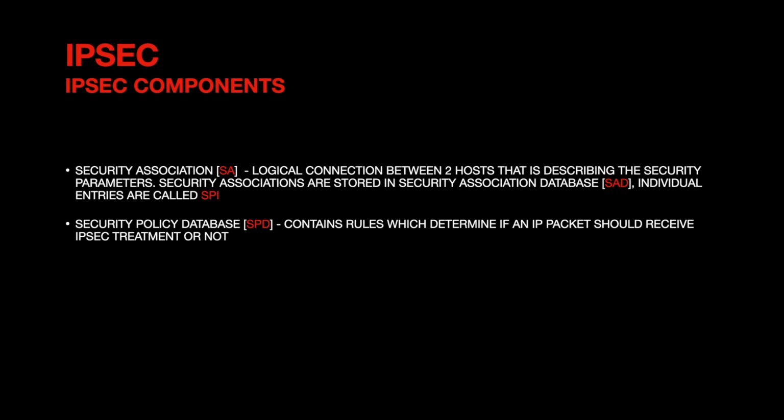I would like to start by telling you about the IPSec components and the IPSec protocols before we dive deeper into the IPSec operation. Some important IPSec components are the security association, which is also called SA. This is a logical connection between two hosts that describes the security parameters. When I say security parameters, I mean the hash algorithm, the encryption algorithm, the authentication method, and so on. These security associations are stored in a security association database, and individual entries are called SPIs.